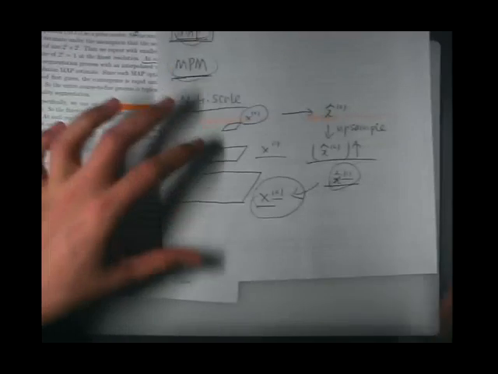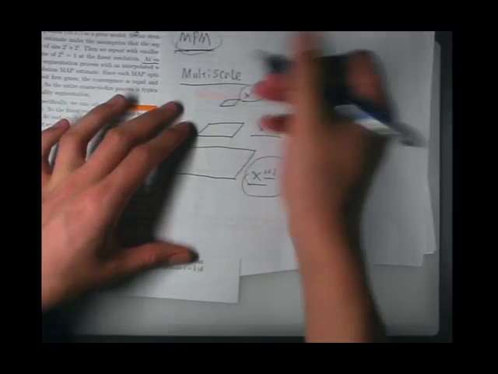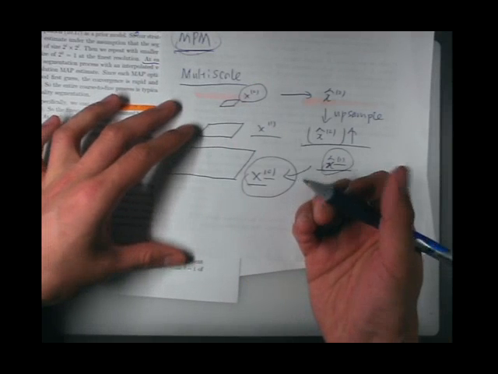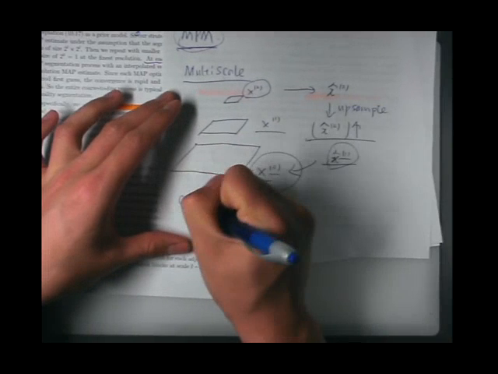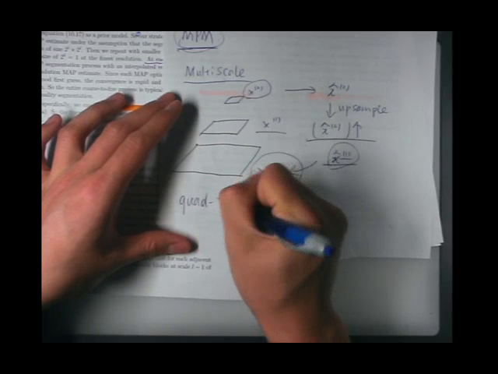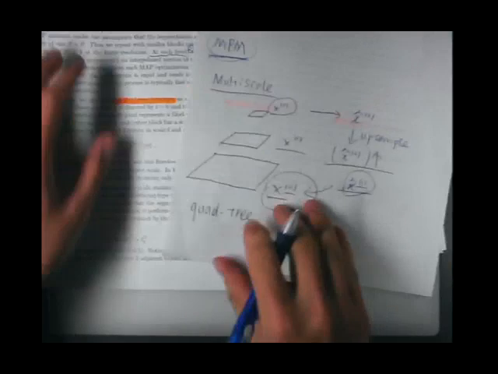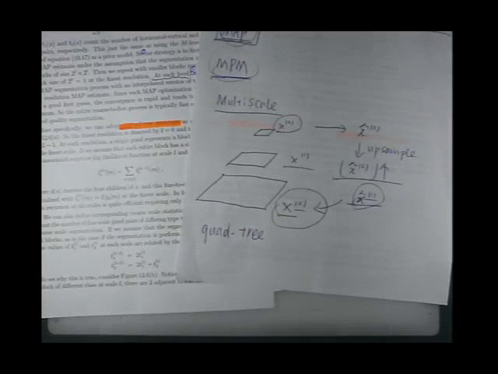This downsample and upsample procedure typically has a pyramid tree structure. What do I mean by pyramid tree structure? I'll show you a figure.